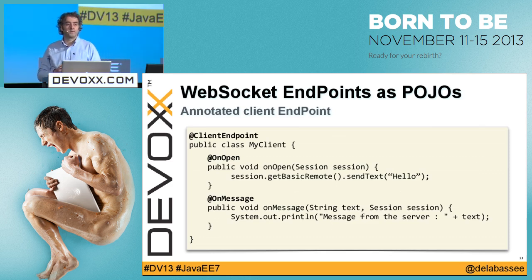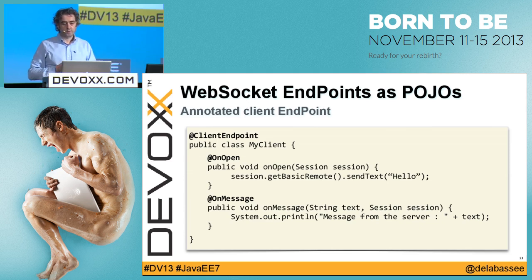The same client, but using annotation. So it's a POJO. We don't extend any class. We don't implement any interface. We are using the @ClientEndpoint to specify that this should be turned into a client WebSocket endpoint. And we want to react on two events. The first one, using the annotation @OnOpen. Whenever there is a new connection, we just take the remote endpoint and we send it a string, hello.